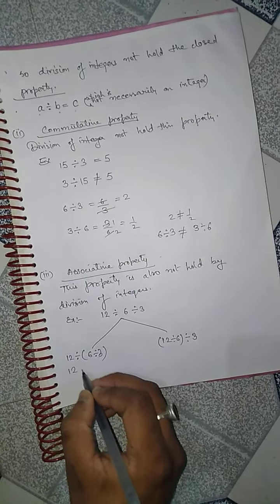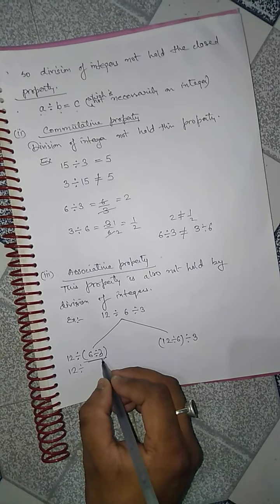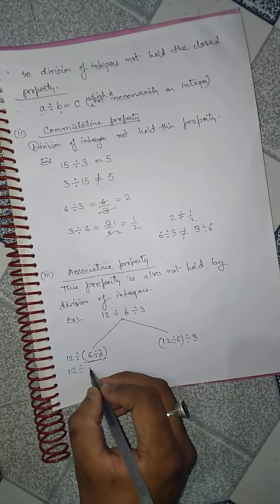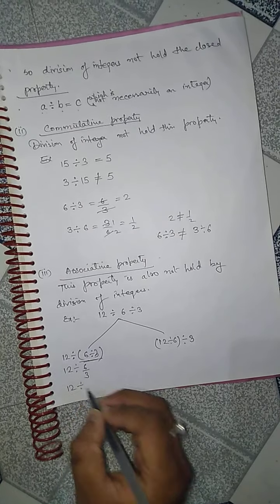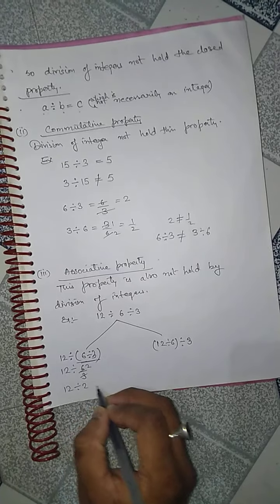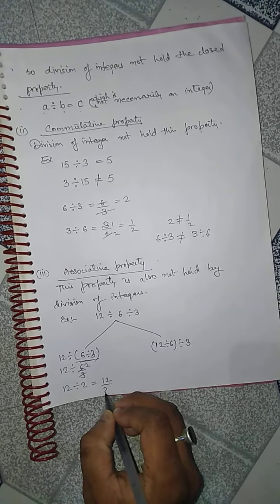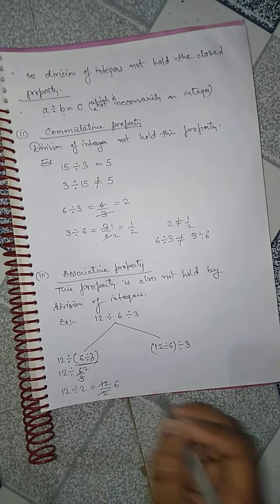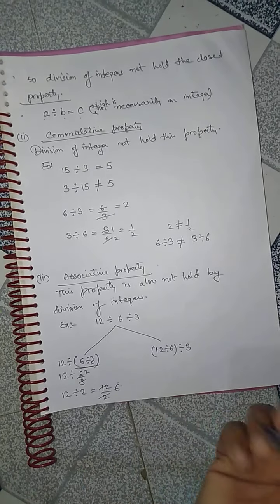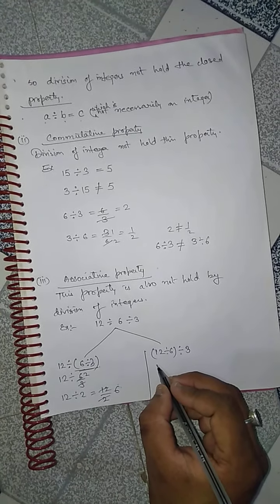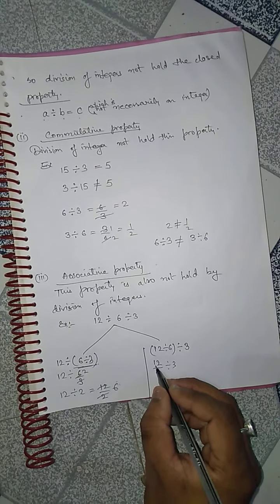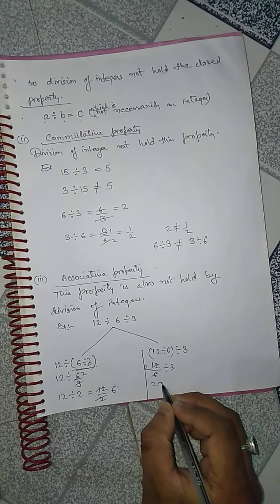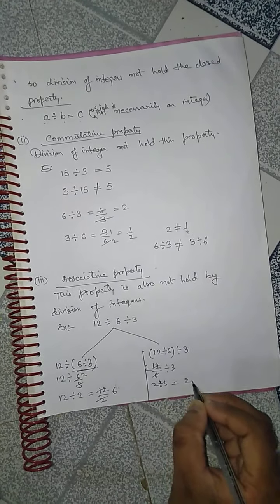Now let's do this. First, here is the bracket, so we have to solve this first. 6 divided by 3 comes 2, so 12 divided by 2 comes 6. In this way the answer comes 6. Now solve the other way. 12 divided by 6 is 2, then 2 divided by 3, so here comes 2 by 3.